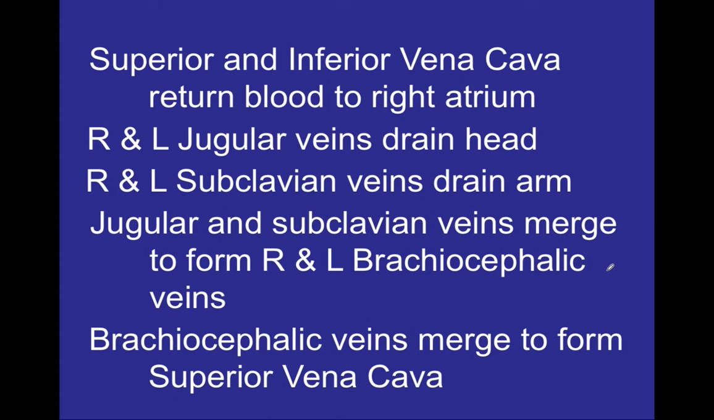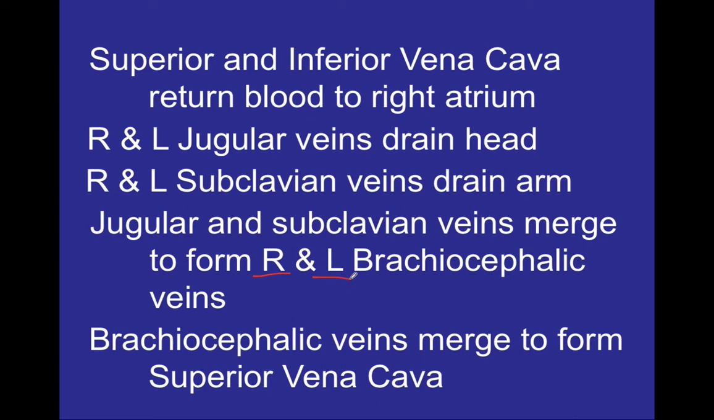We know that the common carotid arteries will take oxygenated blood up the neck and into the head. The jugular veins will be the structures that will drain deoxygenated blood that went to the head in the common carotid arteries. We'll have two of these, a right and a left jugular vein, and these structures will eventually merge with our subclavian veins that will be carrying deoxygenated blood back from the arm. When the jugular veins and the subclavian veins merge, they're going to form what are known as brachiocephalic veins. And here with our venous drainage, we will have both a right and a left brachiocephalic vein.